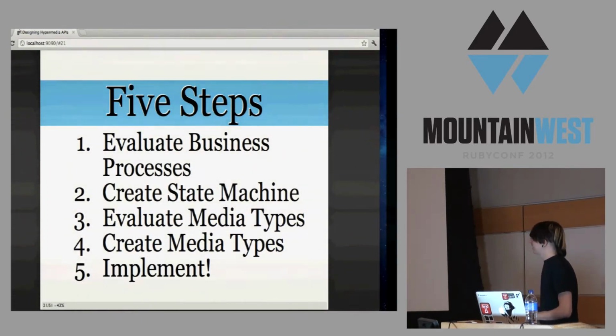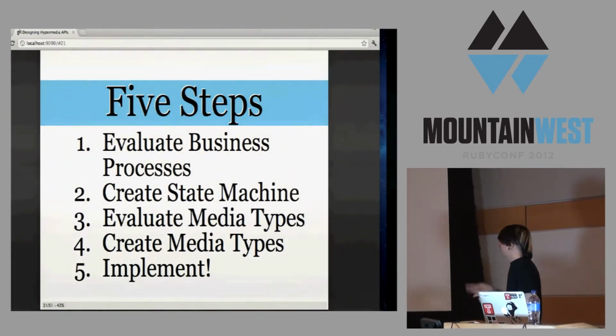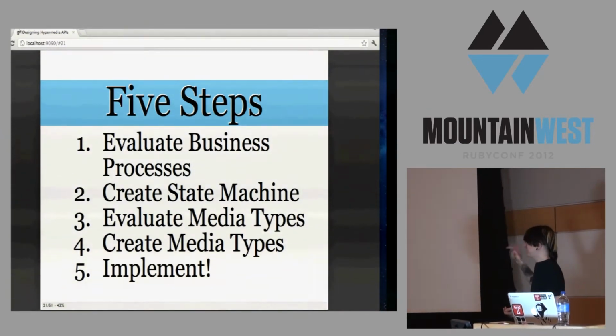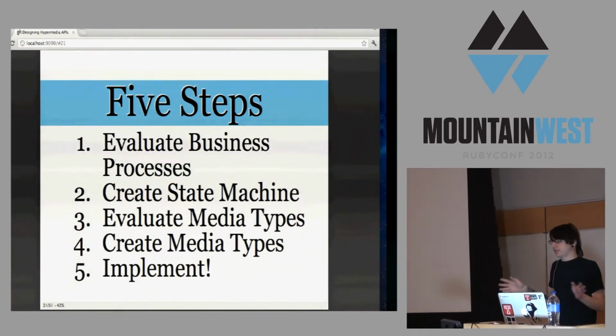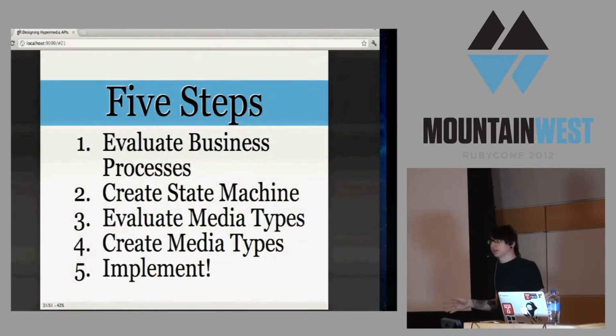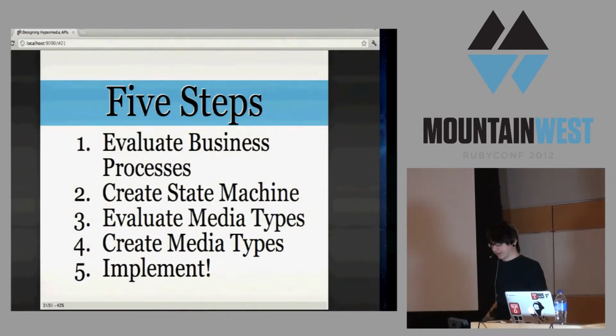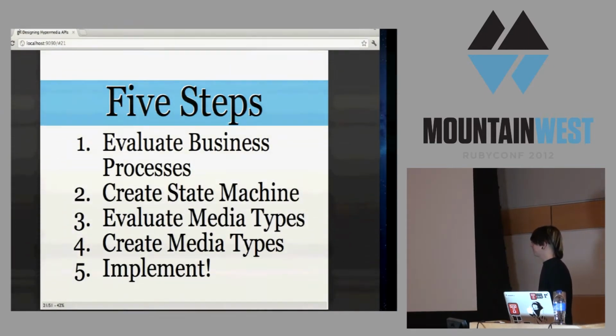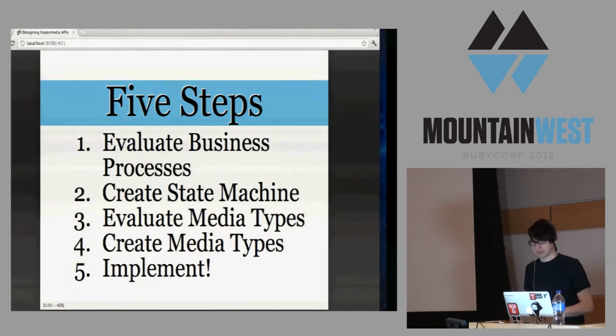You'll notice some interesting things about this. I talk about process essentially twice, business process and state machines, and then media types twice. No referencing URLs, no referencing verbs, no referencing that kind of thing. Those things are not actually all that important. So it's really all about your business process and your media types.